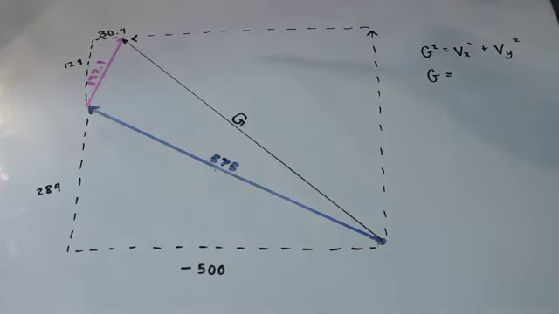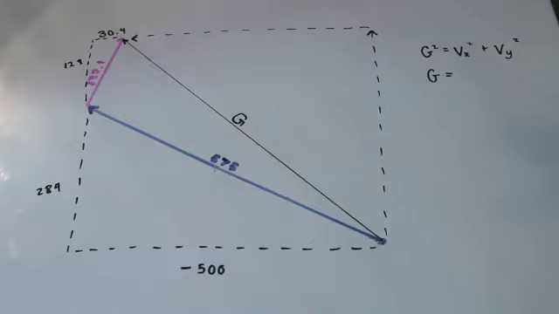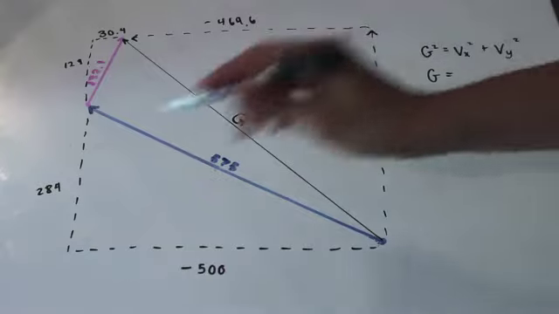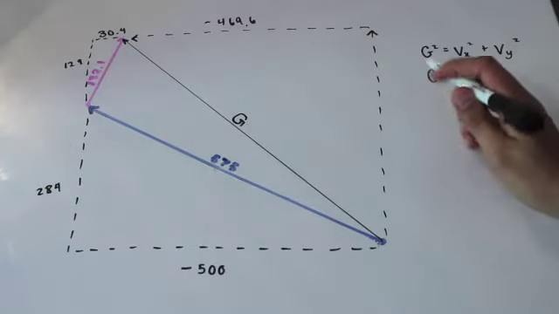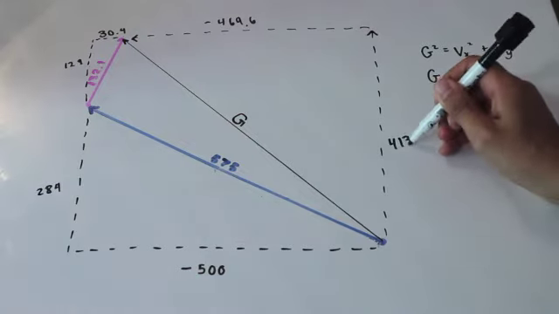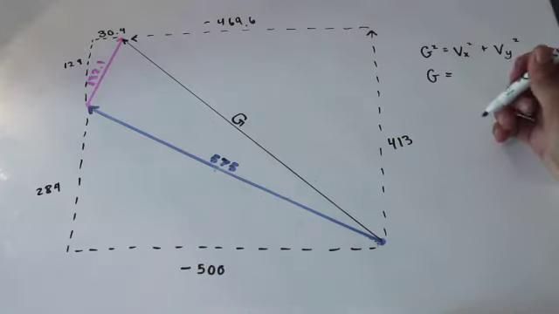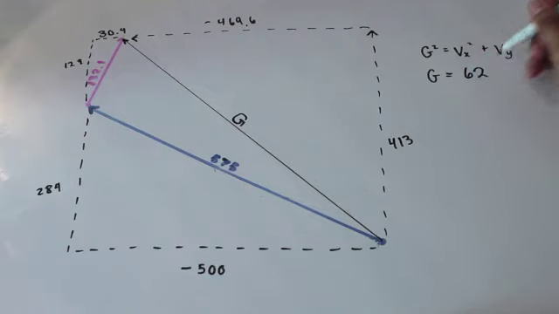As you can see, the x component of the ground velocity vector is going to be equal to the x component of the air velocity vector plus the x component of the wind velocity vector, or negative 469.6. We'll add the y values to find this y value for the ground velocity, which is equal to 413. Then we'll plug this into the Pythagorean theorem, where g squared, or the hypotenuse squared, is equal to Vx squared plus Vy squared, or negative 469.6 is Vx and 413 is Vy. For our ground speed, we'll get 625 miles per hour.